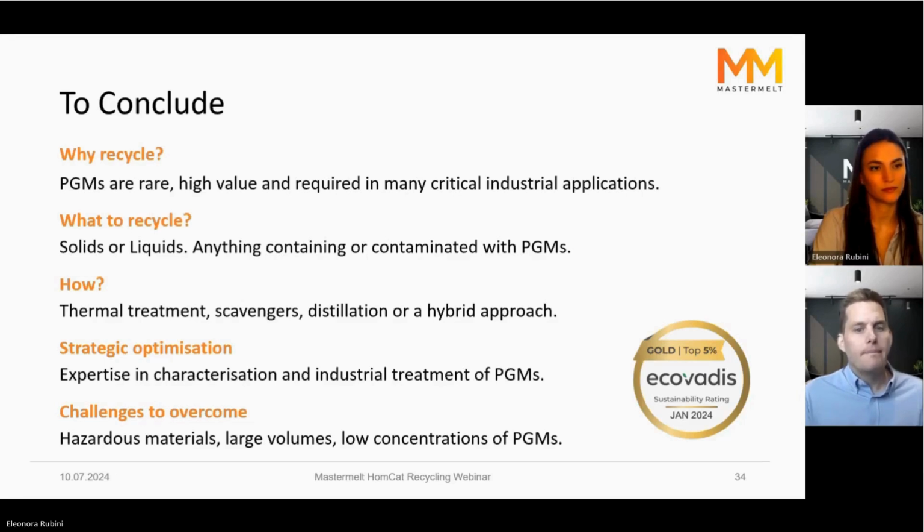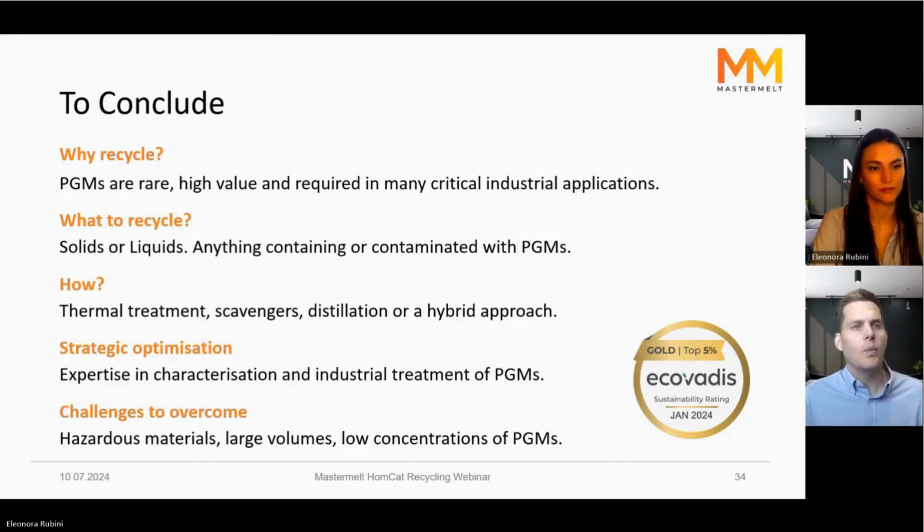And what are the strategies and what we look at to optimization? So the most important thing is a detailed characterization of the material to understand the composition, which then leads us on to offering a tailored approach and how we would use any of these three different technologies.